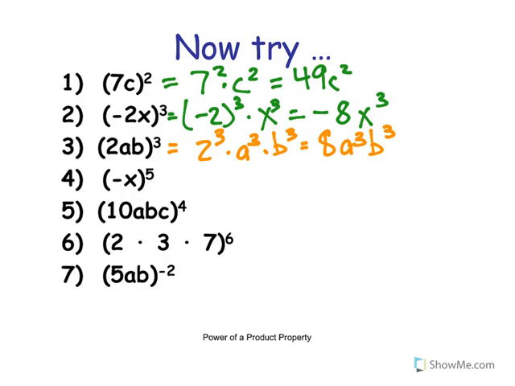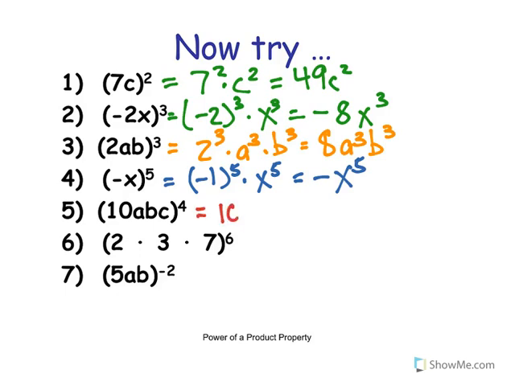For this next one, I'm going to have negative x is negative 1x. So negative 1 to the fifth times x to the fifth. And negative 1 to the fifth is going to be negative 1. So I should end up with negative x to the fifth.